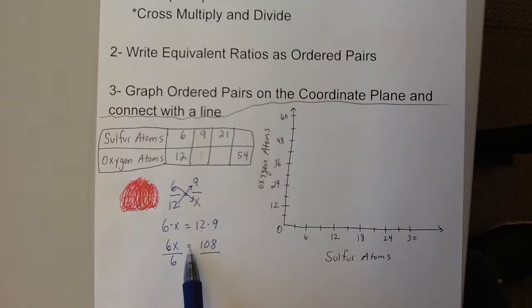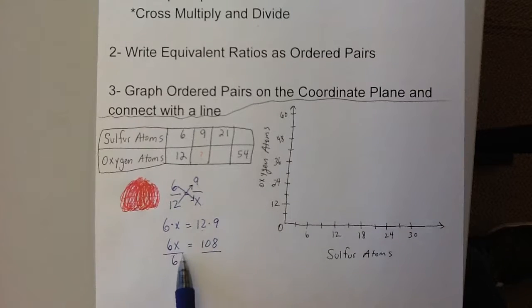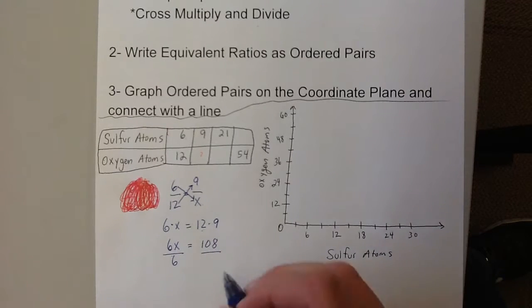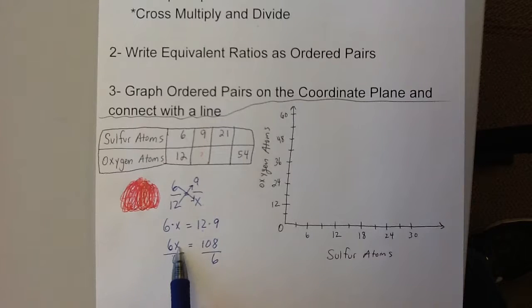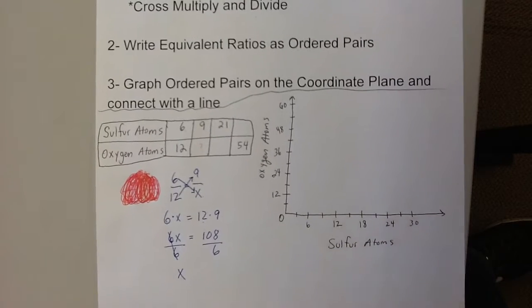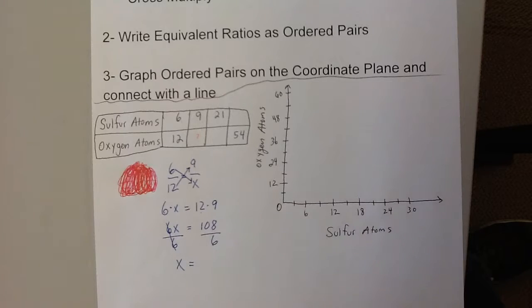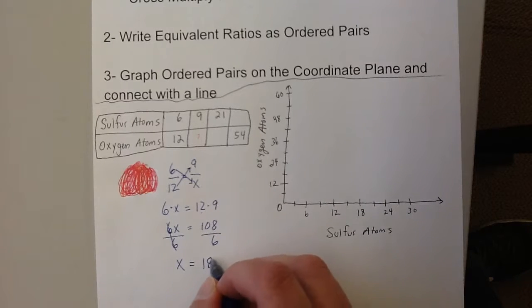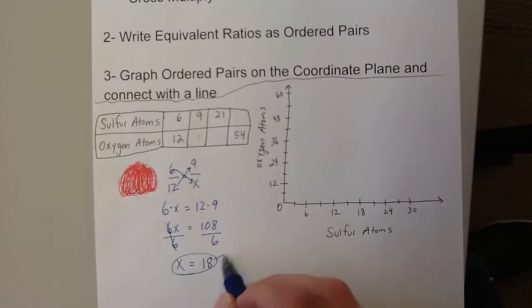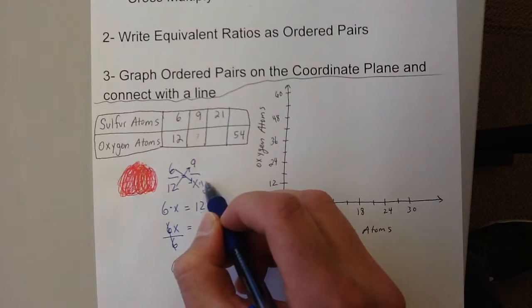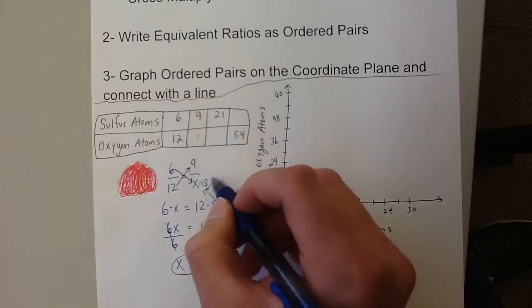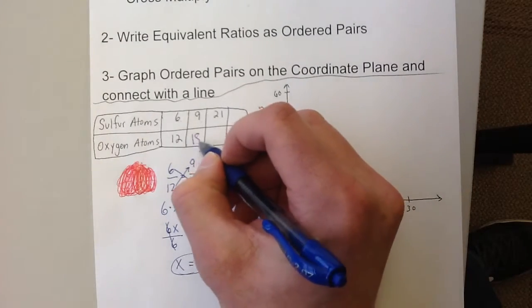Since this is an equation, whatever I do to one side of the equation, I must also do to the other side so that it stays balanced, so that it stays equal to one another. So if I divide by 6 on this side, I divide by 6 on this side. 6 times x divided by 6 simplifies to 1x, or just x, which is what I'm looking for. X equals 108 divided by 6, which is equal to 18. So this x was the unknown value right here, and I can plug this 18 into the table. That's what I was looking for.